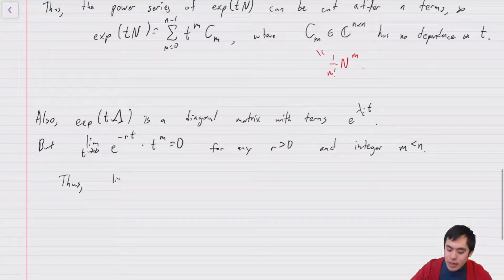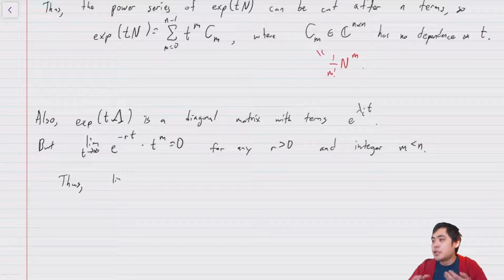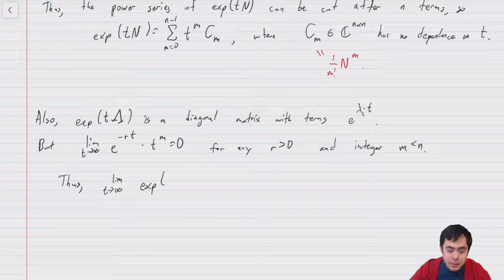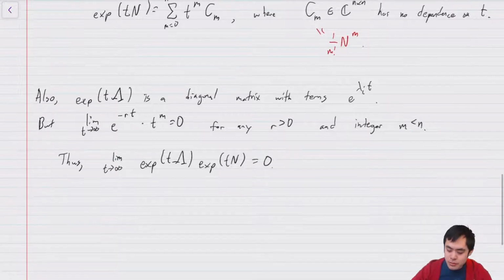Plus, you know that when you take a diagonal matrix and multiply it by any other matrix, all you're doing is scaling all of the entries of the other matrix by the diagonal terms. And so we're precisely multiplying it by terms of the form e to the minus rt. So thus we know that the limit as t goes to infinity of exponent of t lambda times the exponent of tn is equal to 0.